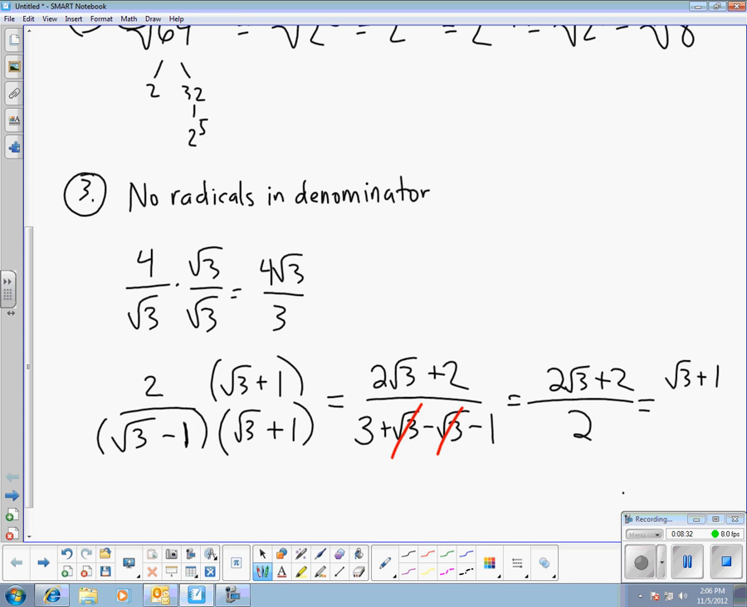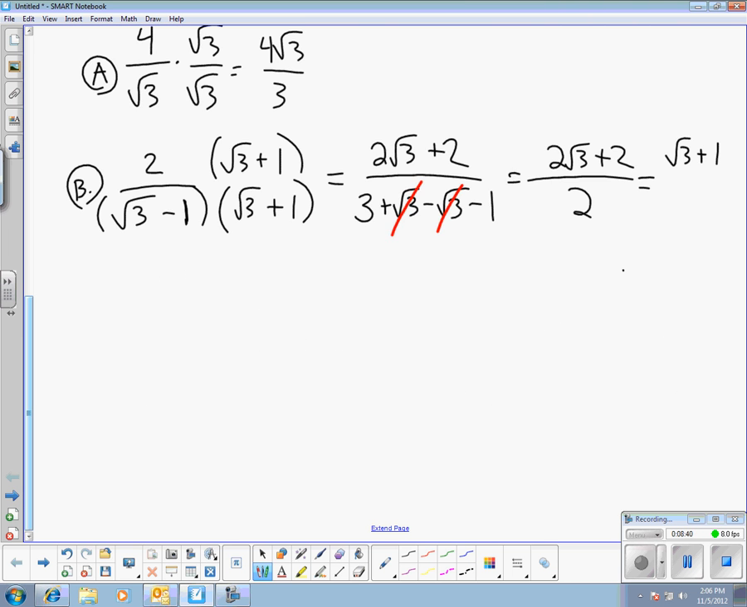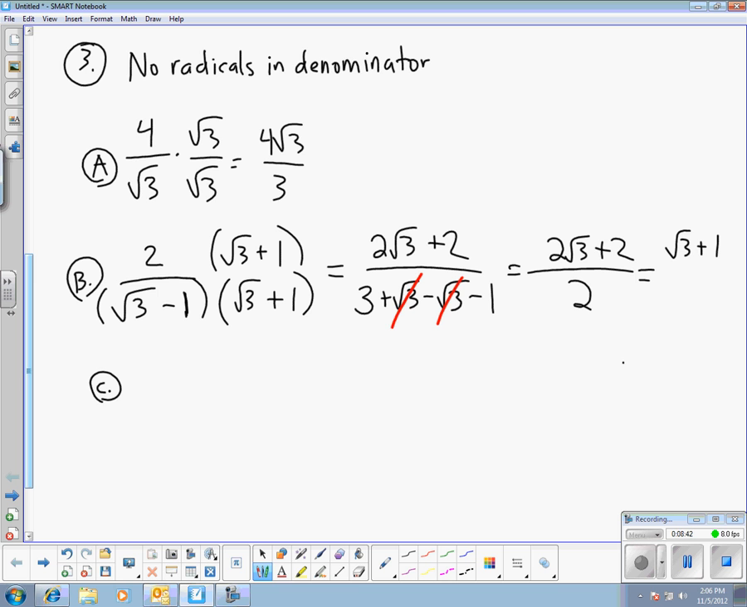So that's another way you can get rid of radicals in the denominator by multiplying by the conjugate. That's what happens if you have a binomial on the bottom with a radical in it. All right. Finally, what if you have a different root in the bottom? All right, let's say, for example, you have 4 over the 4th root of 32.